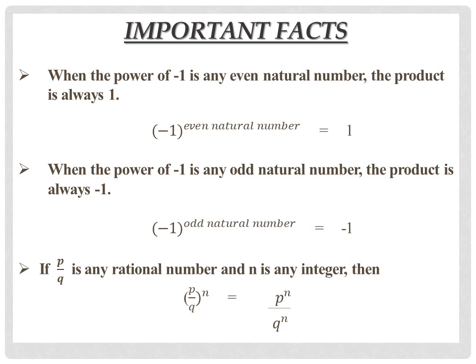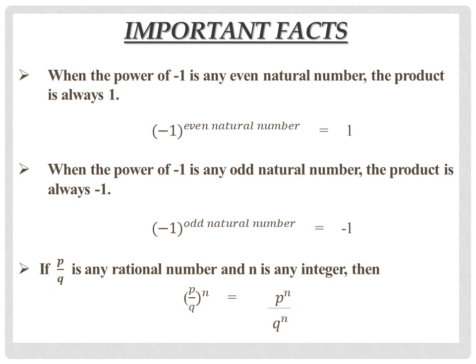Next, when the power of minus 1 is any odd natural number, the product is always minus 1. Minus 1 raised to power an odd natural number is equal to minus 1. Taking an example, minus 1 raised to power 3, the result will be minus 1.